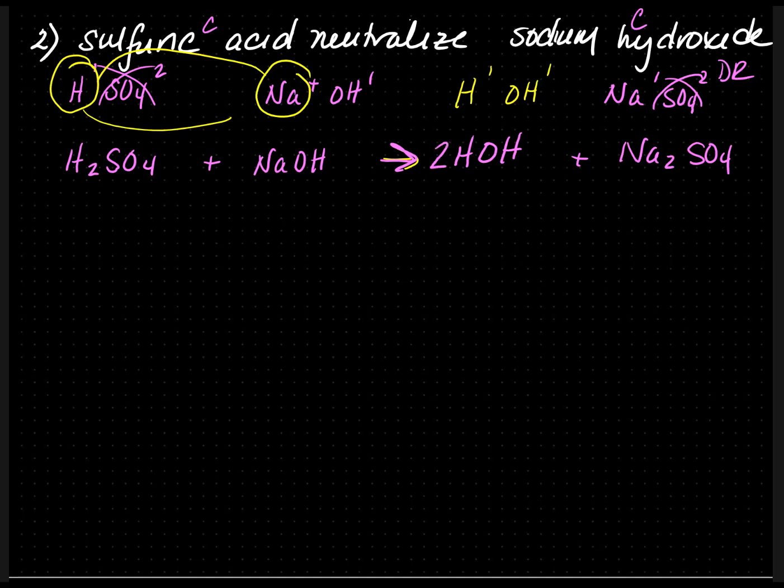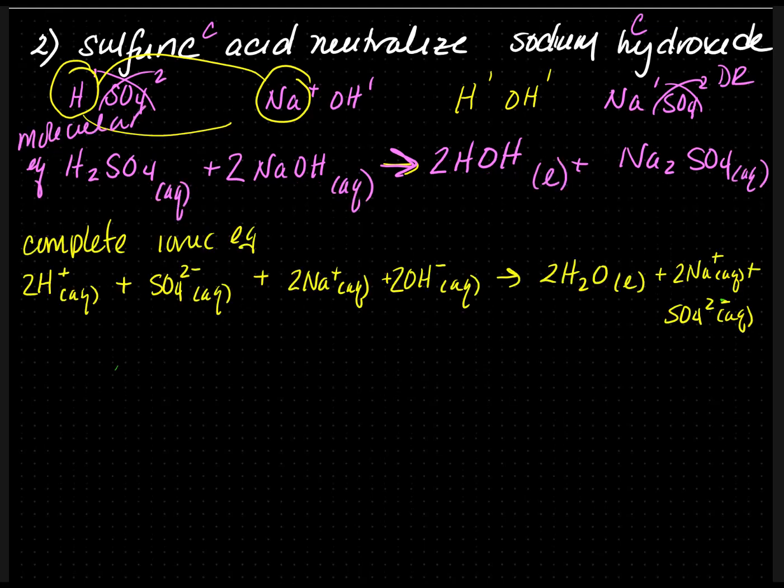I'm going to keep my OH's together because they appear on both sides. There's an OH from the sodium hydroxide. There are 2 OH's from the water, so I need a 2 in front of sodium hydroxide. There's 2 Na, 2 Na, it is balanced. Now we're going to simplify this equation.